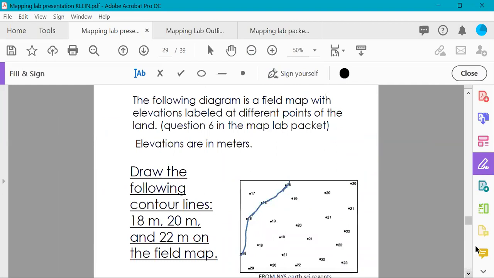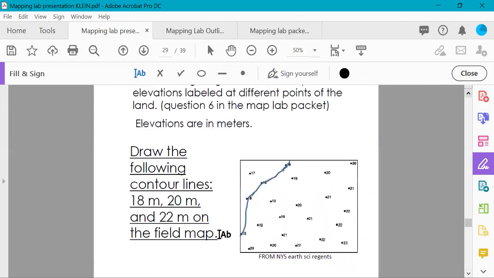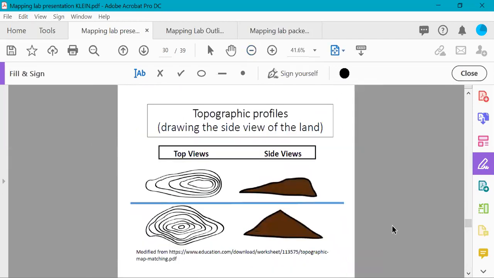So the following map is a field map with elevations labeled at different points of the land. This is question 6 in the map lab packet. Elevations are shown in meters. You're going to draw the following contour lines: 18, 20, and 22. Now, I've already drawn in the 18 line for you to show how to do it. Okay, and then there's a question about topographic profiles where you're going to draw the side view of the land.